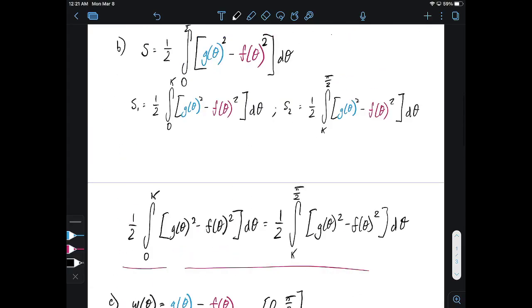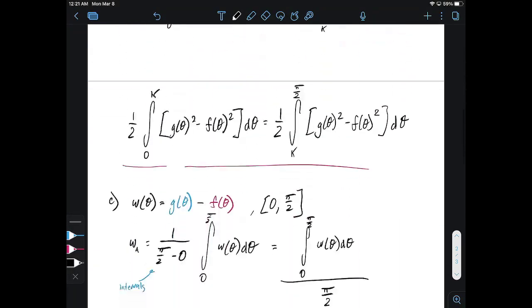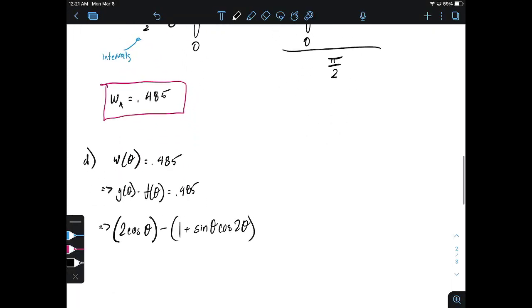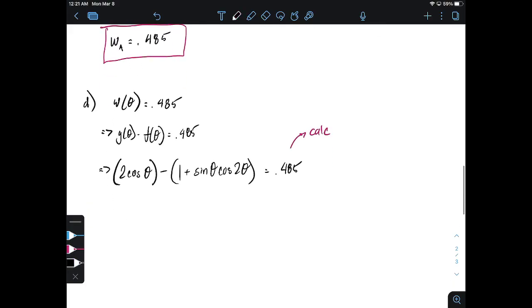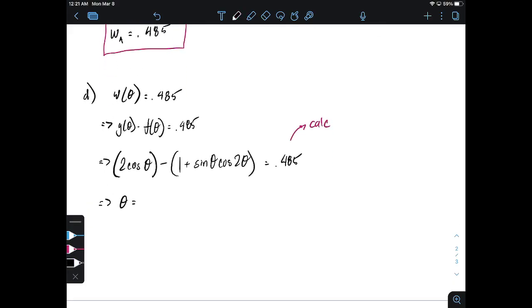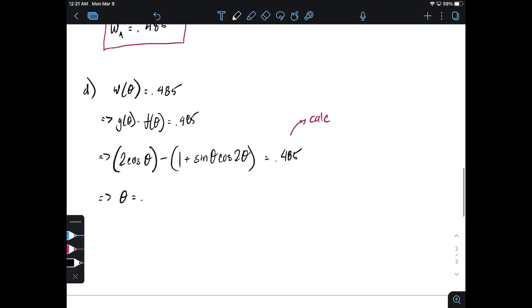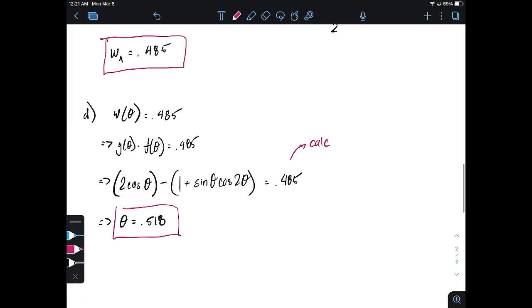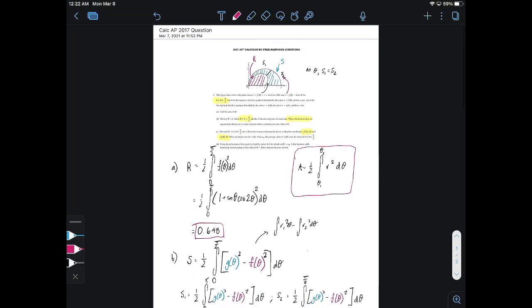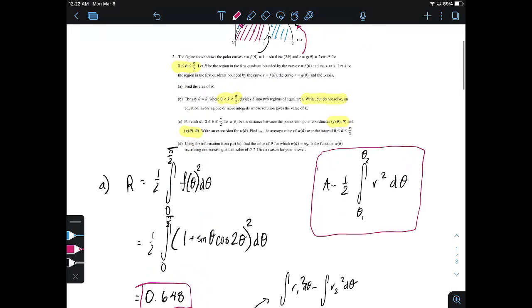I'll just double check that real quick. Yeah, looks right. And this is equal to the same thing, obviously. Now, again, we're going to use the calculator, and what we'll get is that theta is equal to 0.518. So, that's part of our answer, so we're getting closer, but we're not there yet. Now, what is the second part? Find the value of theta, so we did that, that's done, at W of A, again, did that.